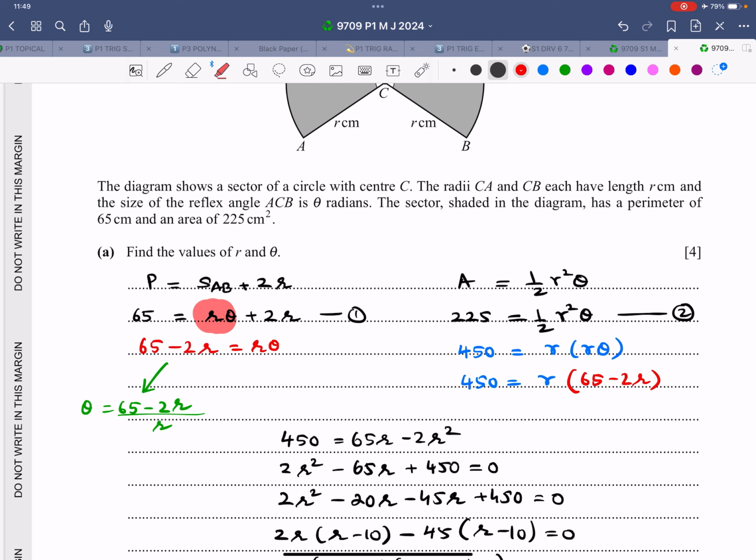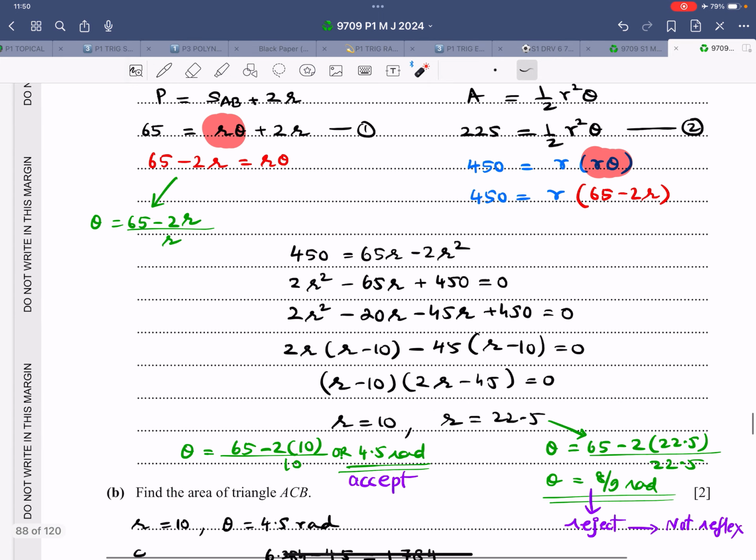Now when I made r theta the subject, what do I get? This is 65 minus 2r. Over here, this r theta is replaced. We get a quadratic equation. Looks a bit scary. You can either use the quadratic formula or I use middle term factorization. 2 into 225 is 450, so 45 into 10 is 450. With the middle term factorization, I get 2 answers. Both answers are positive.